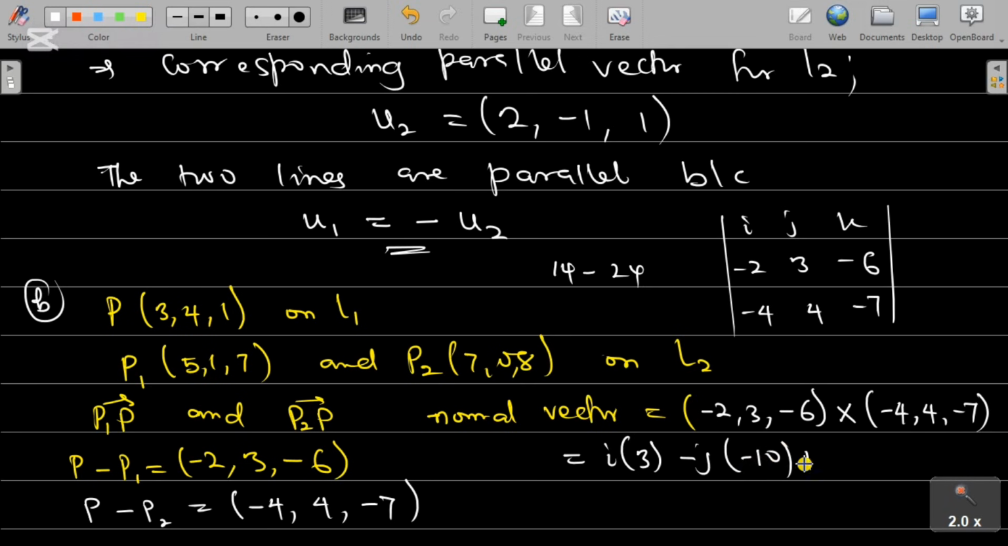And finally for k, we will have minus 2 times 4, which is minus 8. Then minus 3 times, sorry, times minus 4 is minus 12. So you just have plus 12 there, which will give you 4. So the vector that will be normal to them will be the vector 3, 10, and 4. Okay, so let's move over to a new page.